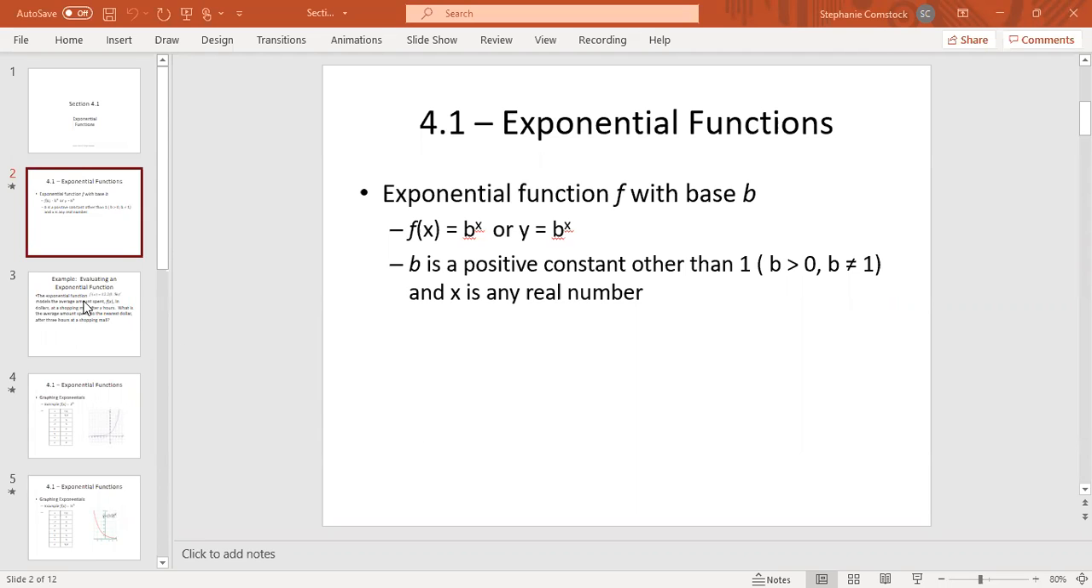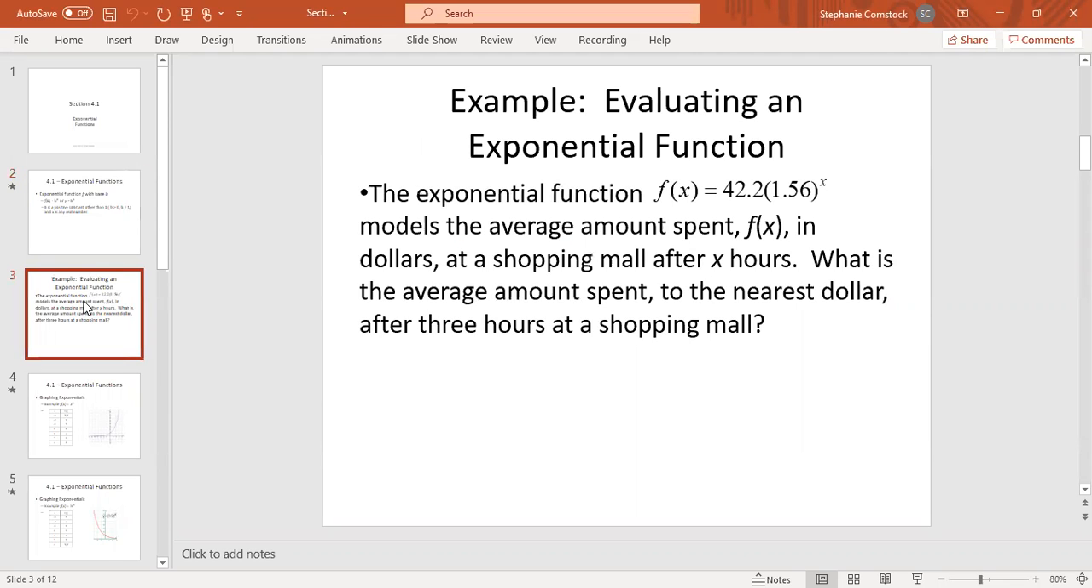Okay? So now, let's talk about how to evaluate with this. So we've got the exponential function 42.2 parentheses 1.56 to the x. Our base here is the 1.56, because that's the thing that the x is attached to, and this 42.2 is a multiplier out in front. It is the average amount spent in dollars after being at the mall for x hours. What is the average dollar amount spent to the nearest dollar after 3 hours? So they're wanting x to be 3.